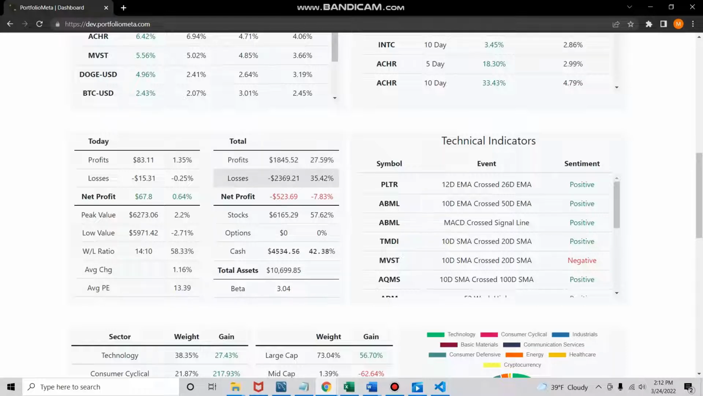Then over here are some total stats, so how much stock you own, what cash, options, your total assets, and your portfolio beta.